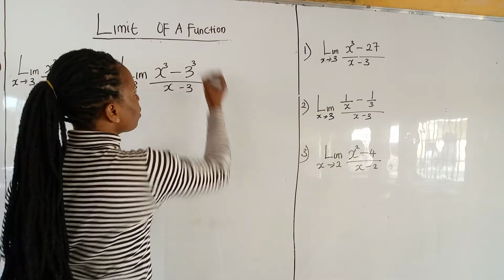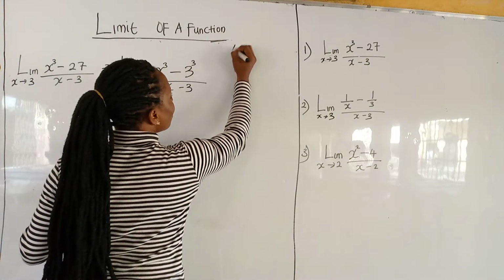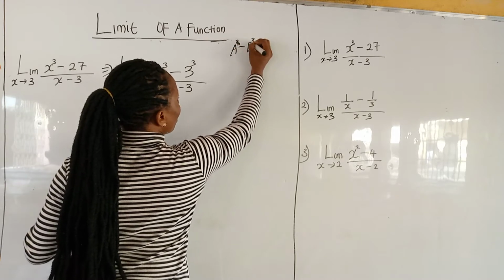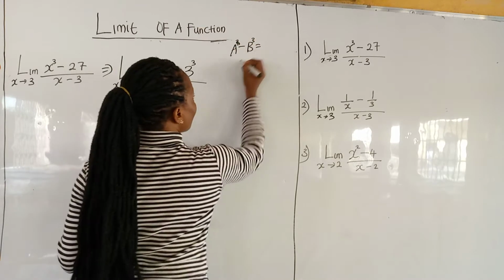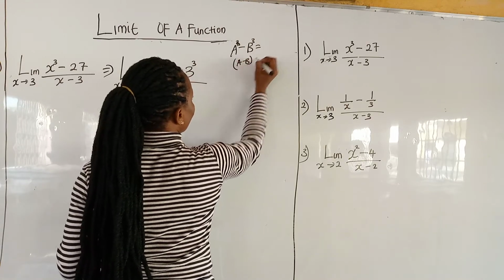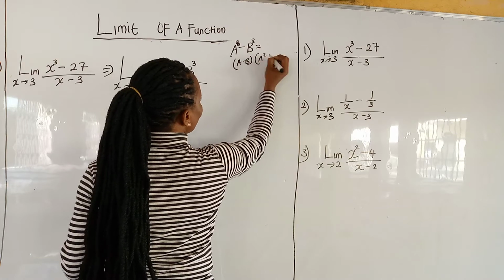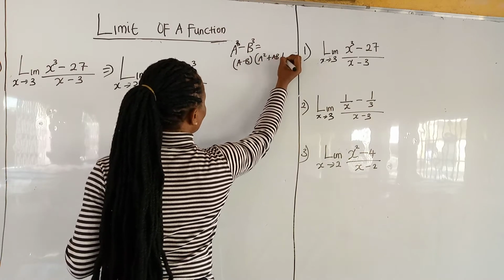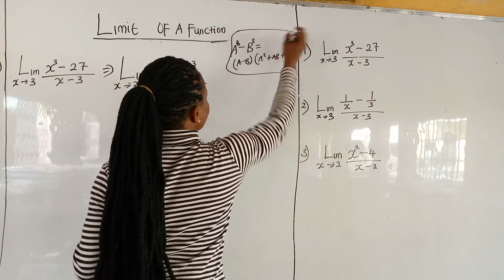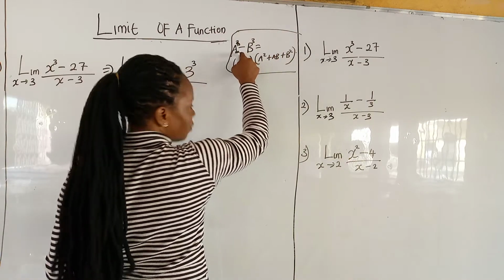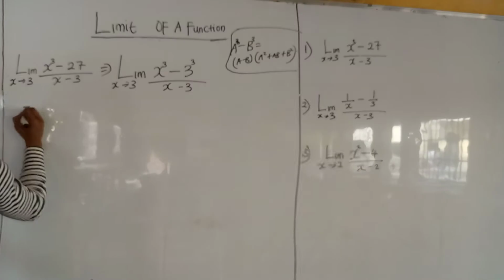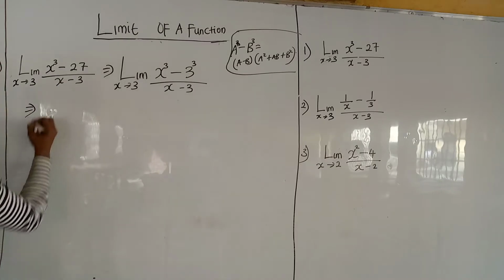And remember what factorization tells us: if I have a cubed minus b cubed, I can always write it as (a minus b) in one bracket and (a squared plus ab plus b squared). From factorization, this is the meaning of this. If you expand this, you have this. So we are going to use that idea here to substitute directly.